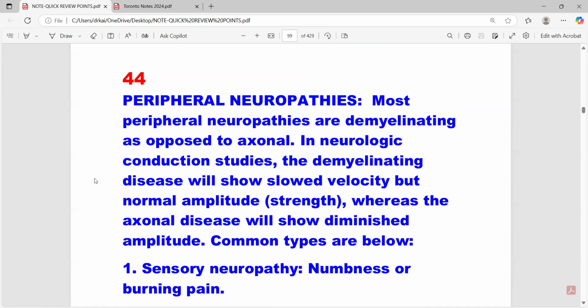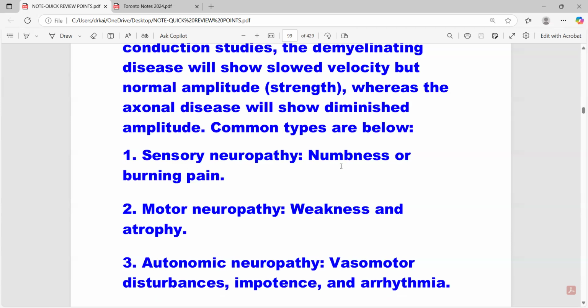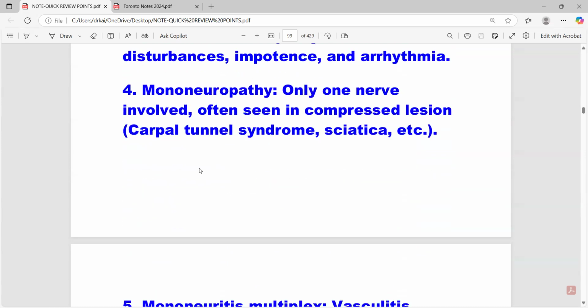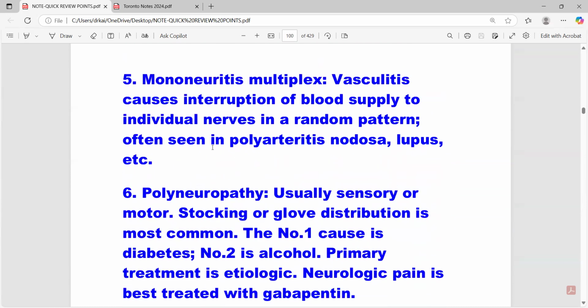Then comes the peripheral neuropathies. So sensory is basically numbness or burning, motor is weakness, autonomic causes vasomotor changes, and mononeuropathy. Mononeuritis is basically vasculitis and interruption of the blood supply. I'm just reading it quickly because these are not that important that you need to know.